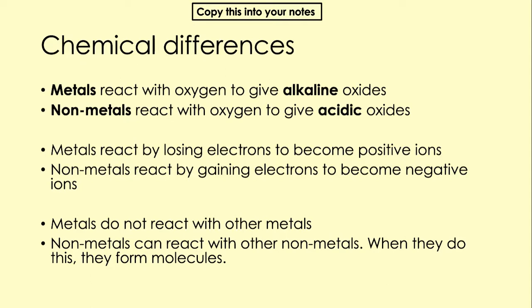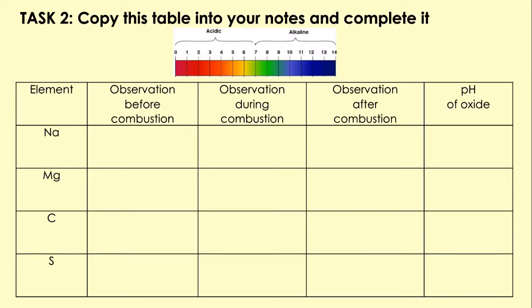An important difference between metals and non-metals: metals can react with non-metals, but metals don't react with other metals. However, non-metals can react with other non-metals, and when they do, they form molecules, which, as we discussed, is a particle which consists of more than one atom chemically joined by covalent bonds, which we'll do later in this topic. Your second task: copy this table into your notes and complete it using the information on the next few slides.